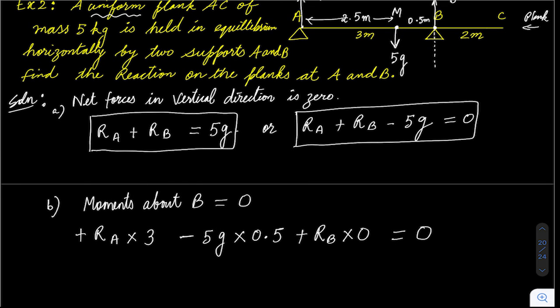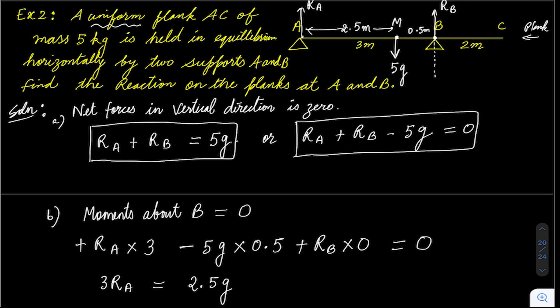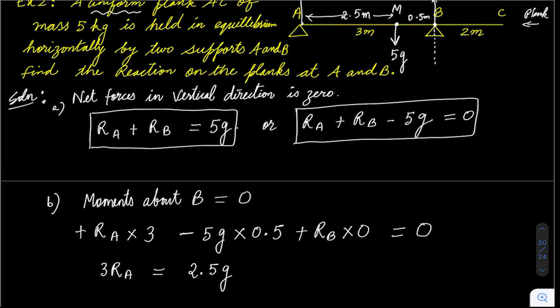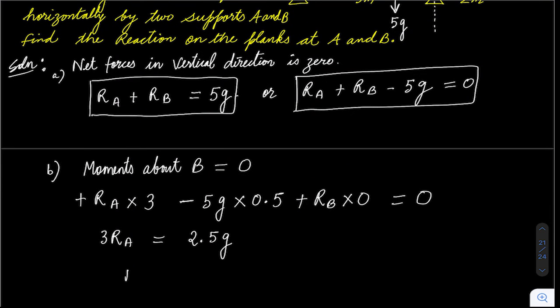So what's our answer? From this we are getting 3 times reaction force at A is equal to 2.5g. Okay, so reaction force at A will be equal to 2.5g divided by 3. So that is our reaction force at A.